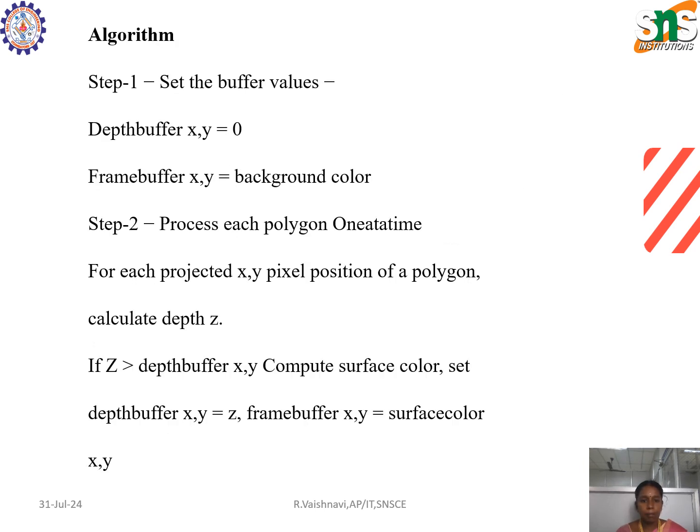The algorithm: First one, set the buffer values. Depth buffer x comma y is equal to 0, frame buffer x comma y is equal to background color. Next, followed by step 2, process each polygon one at a time.